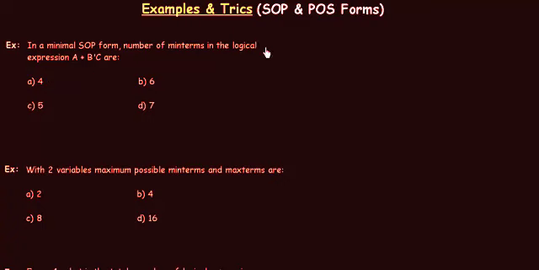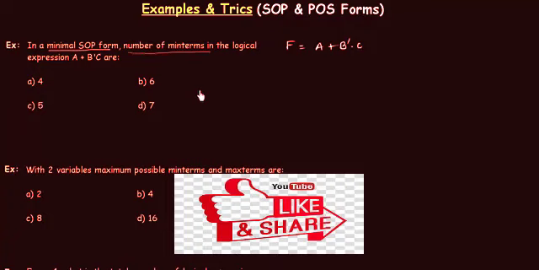So we have a logical expression. Let's say it is for function f and it is equal to A or B complement and C. This is the representation that we call the minimal SOP form. We want the canonical or standard SOP form so that we may have the number of minterms. We have to count the number of minterms when we have the canonical SOP form. So the first thing that we have to do in this problem is to find the canonical SOP form from this minimal SOP form, and then we have to count the number of minterms, and that will be our answer.